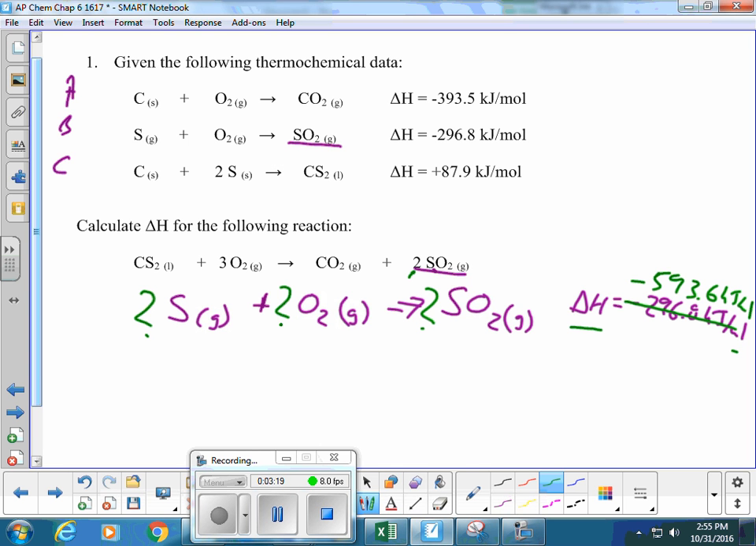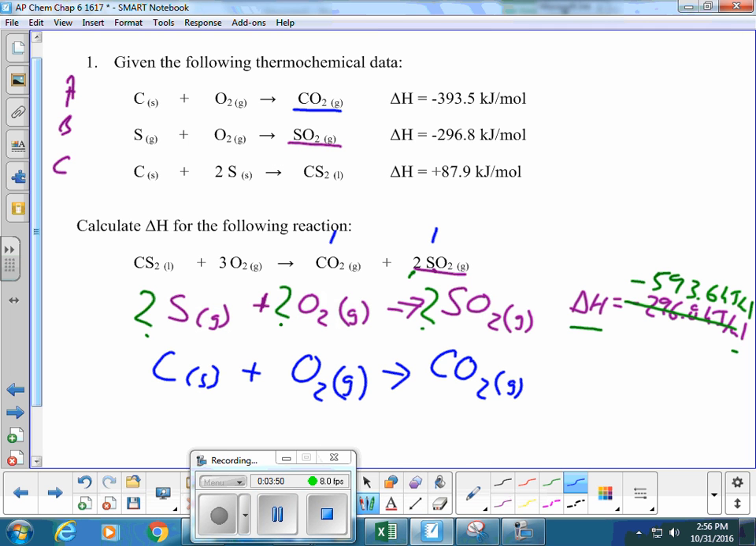Now I'm going to look back up at the reactions. I've got my SO2 taken care of. Now I'm going to find some CO2, and the only place I have CO2 is right there. So I'm going to write that reaction down, reaction A: carbon as a solid plus oxygen as a gas forms CO2 as a gas. CO2 is a product here and a product there, and I just have one of them, so I can write the delta H down as given: negative 393.5 kilojoules per mole.